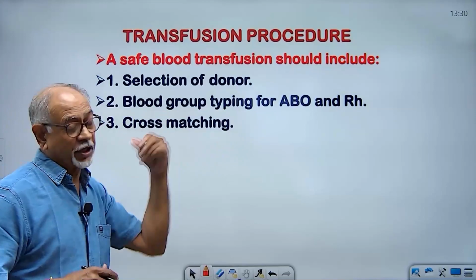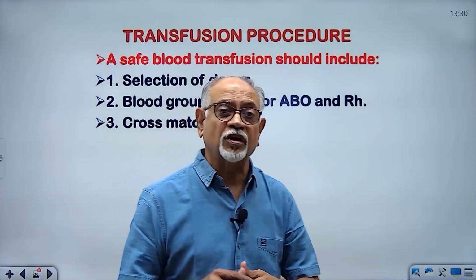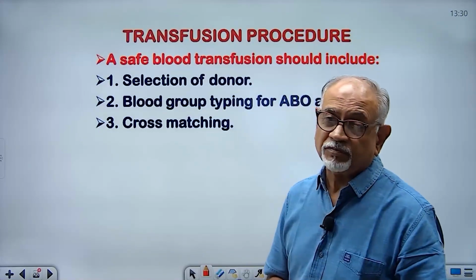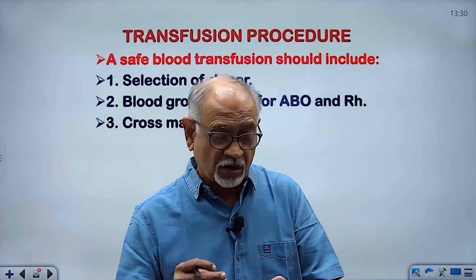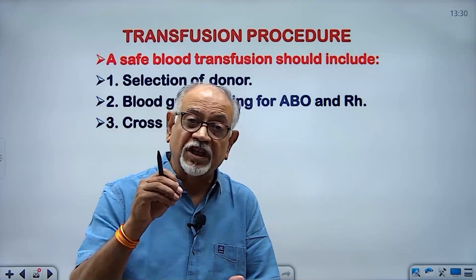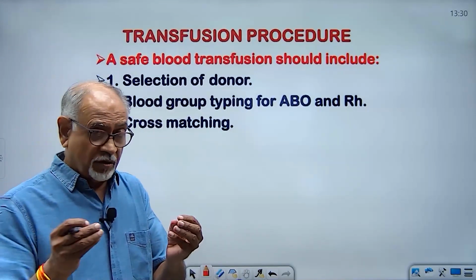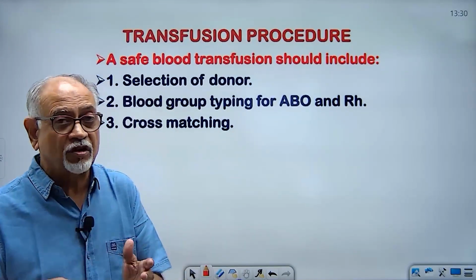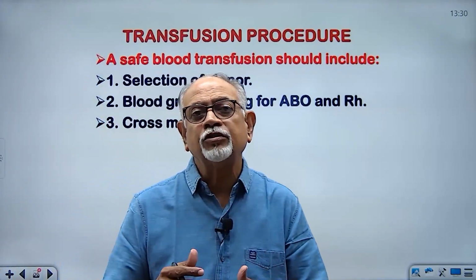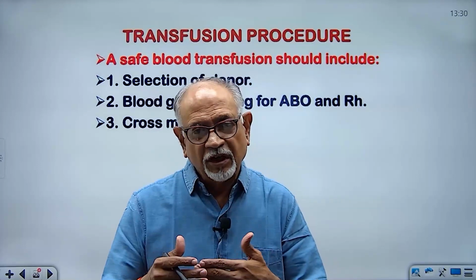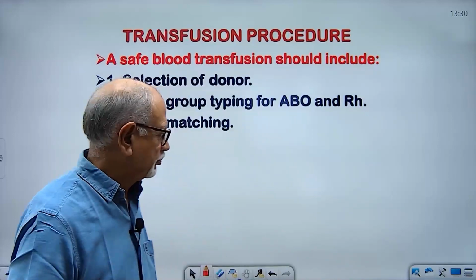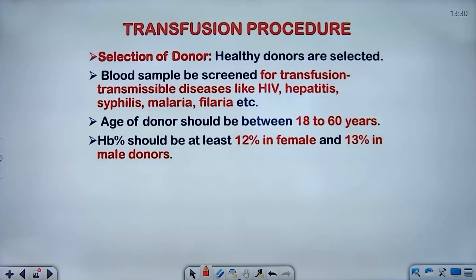Even after doing this, before transfusion of blood, there should be a cross matching of the blood sample of donor and the blood of recipient, that is patient. The blood of both is taken, it is mixed on a slide, then it is observed under the microscope. If there is agglutination of any degree, such a blood is rejected.